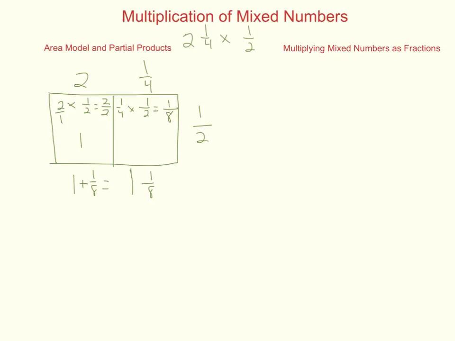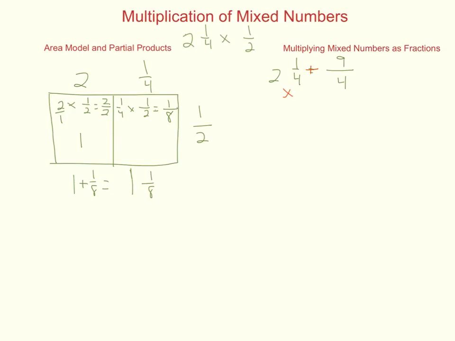And the first thing we're going to do with that is we're going to take 2 1/4 and turn it into a fraction, or an improper fraction. And to do that, we take the whole number and multiply it by the denominator and add the numerator. So we'll take 2 times 4 plus 1, and in this case, that equals 9. The denominator stays the same, so 2 1/4 equals 9/4.